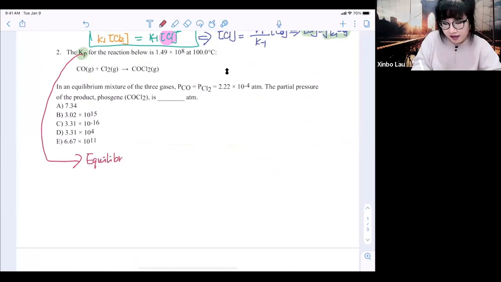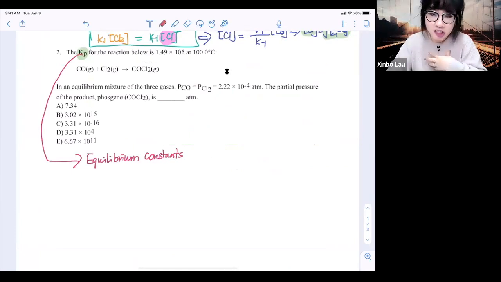By the way, I also got emails about chapter 13. When we express the equilibrium constant, we don't look at pure solids or pure liquids because their concentrations do not change. They stay constant, therefore they're not affecting the equilibrium constant. That's what we said in chapter 13, and I have been emphasizing that multiple times.